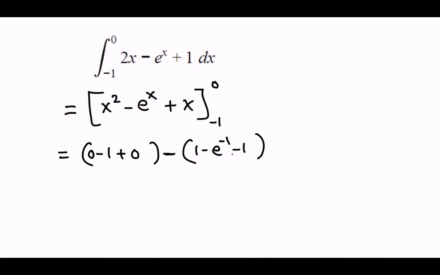Now I can see 1 and negative 1 cancel, 0 doesn't count. So negative 1 minus, and this negative and this negative, positive, e raised to negative 1 is the reciprocal of e, 1 over e. So negative 1 plus 1 over e. We can combine, but that's not that important. So this is it.